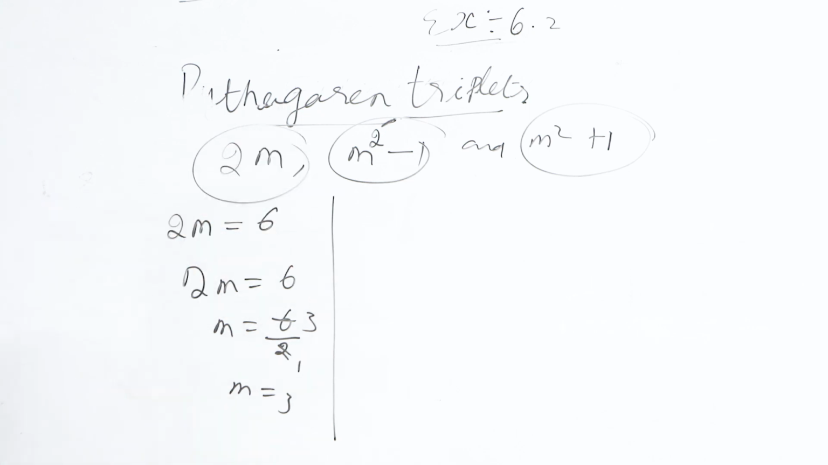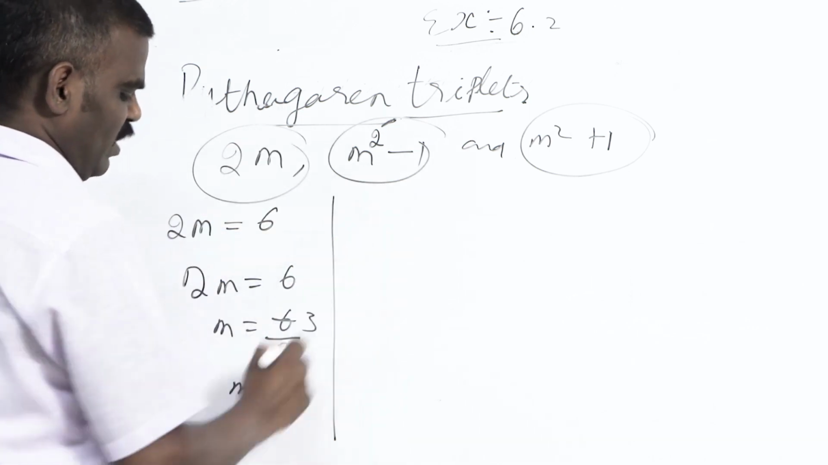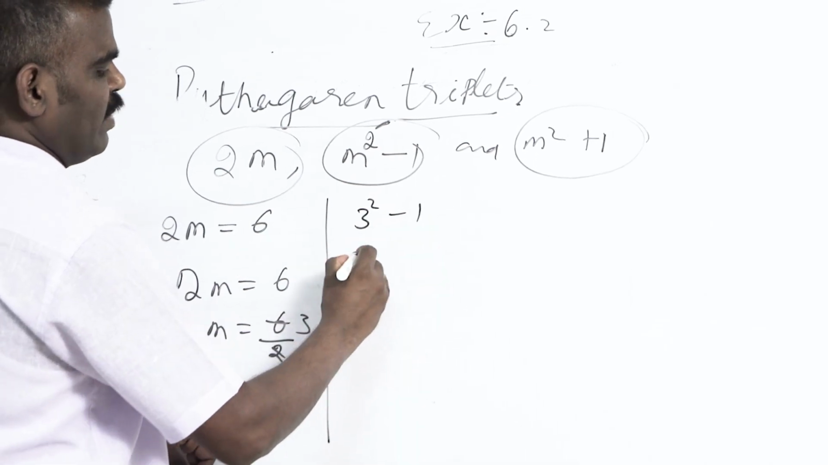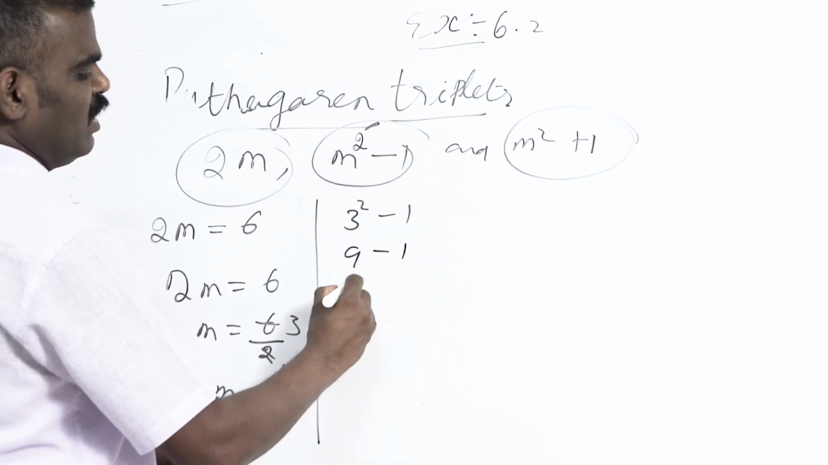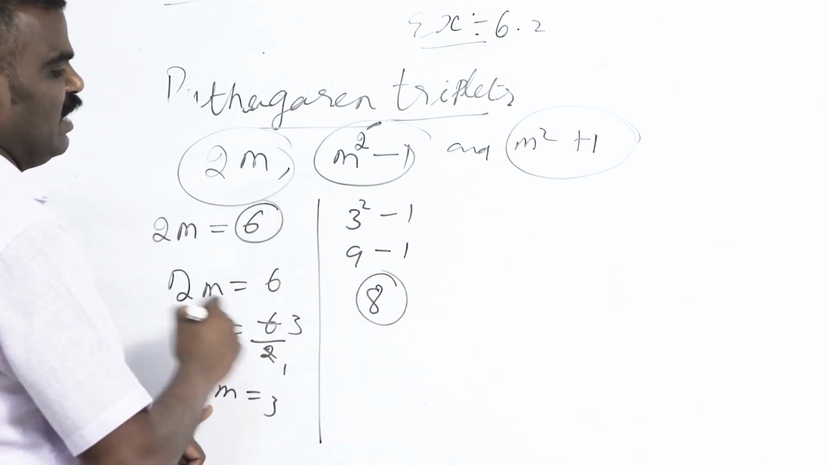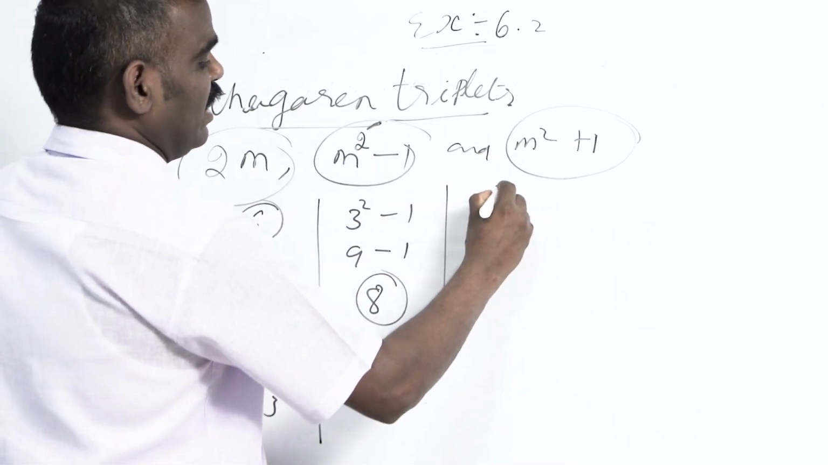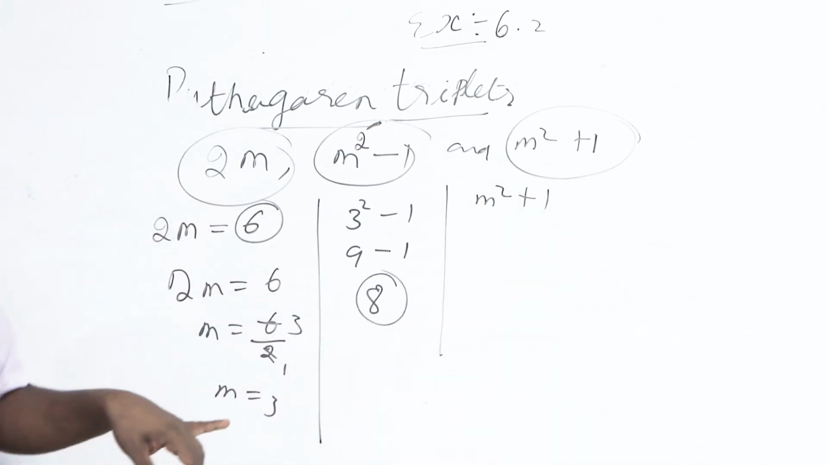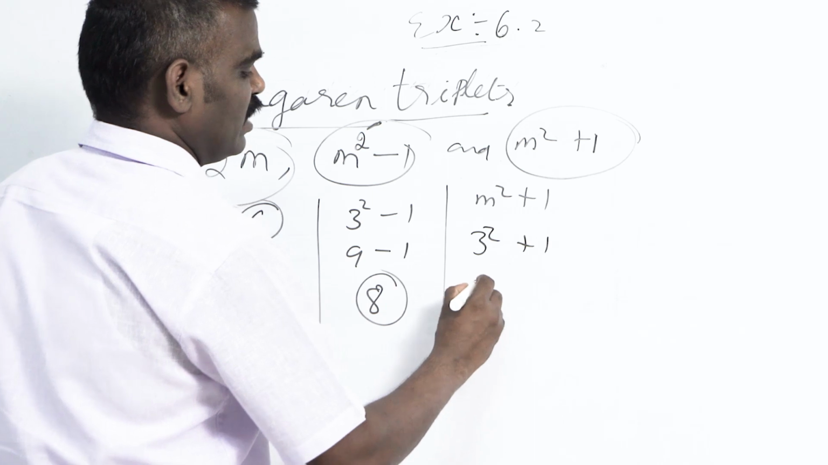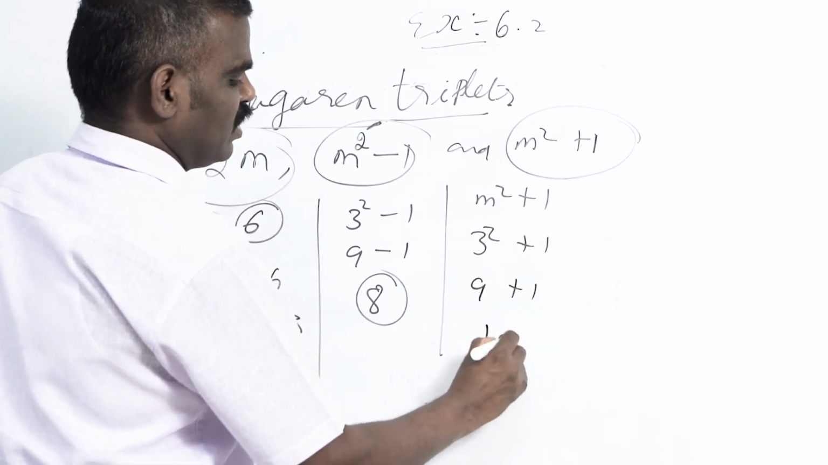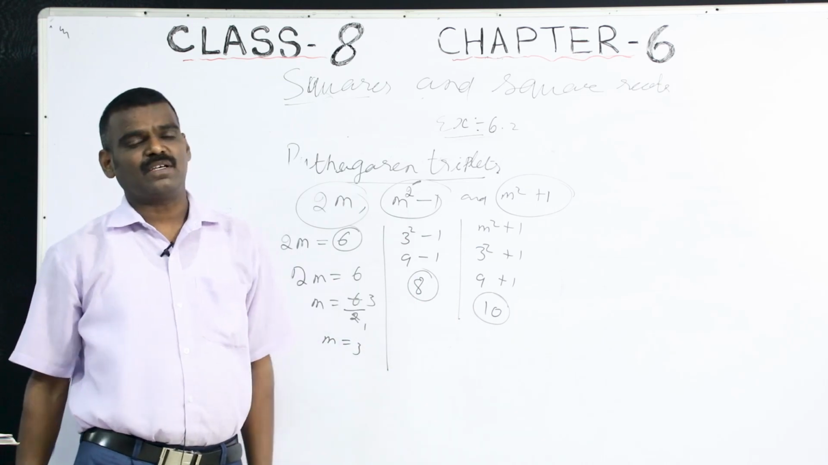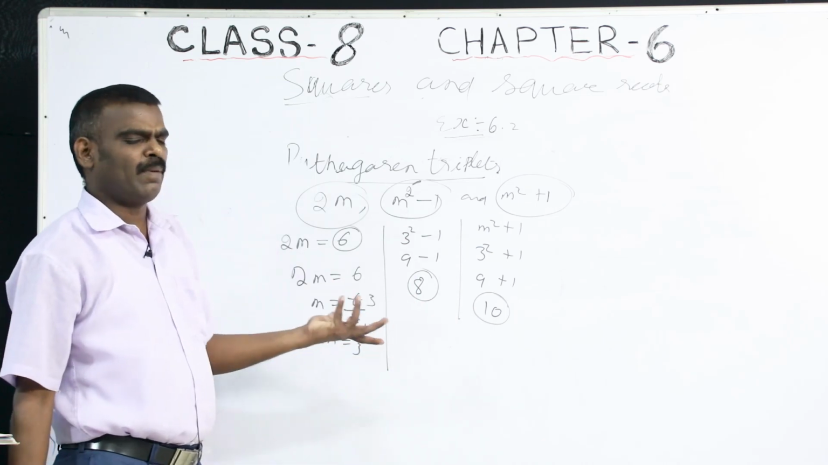Now, m square minus 1. What is m? m is equal to 3. So, 3 square is 9, 9 minus 1 is 8. Next, the other number, m square plus 1, with m equal to 3: 3 square is 9, plus 1 is 10. So, these numbers are a Pythagorean triplet.